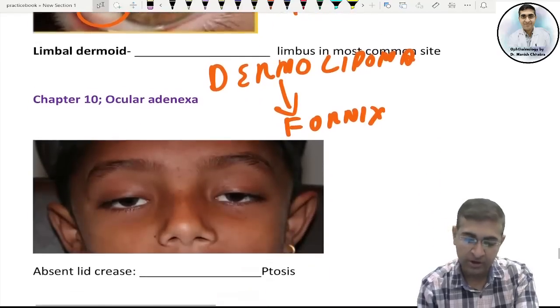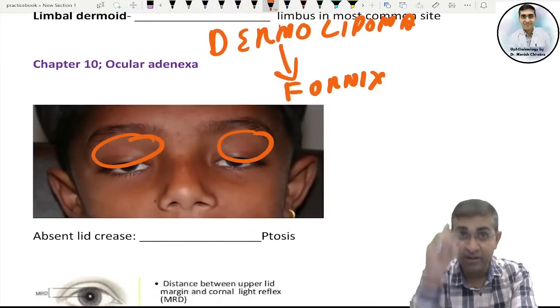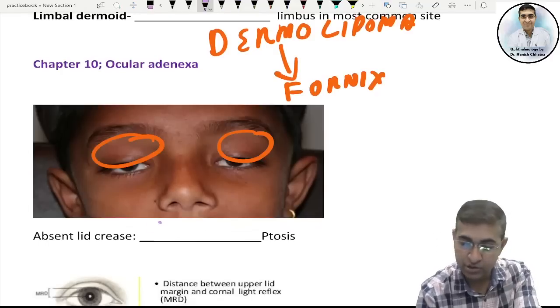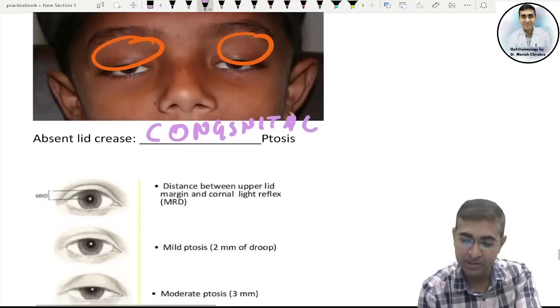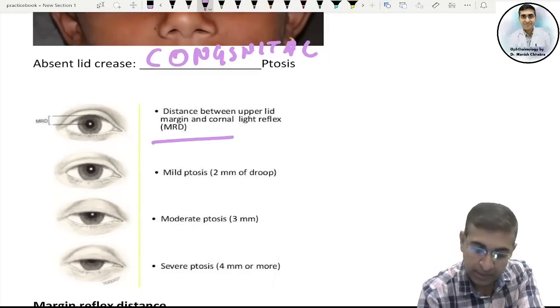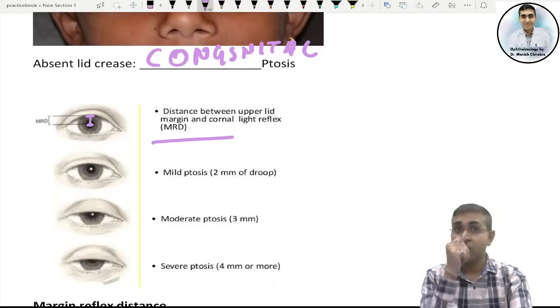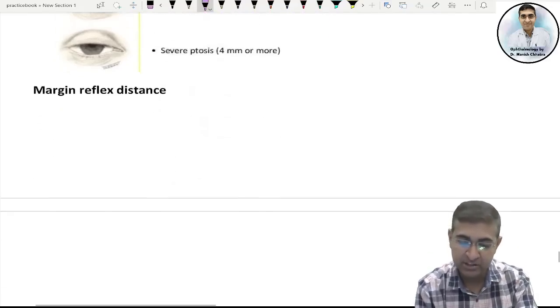Okay, all right, now coming on to ocular adnexa. You can see that there is an absent lid crease, which makes you think of the diagnosis of which ptosis? Congenital ptosis. Yes, there is a typical absent lid crease, and this is your margin reflex distance. You show the light and measure the distance between the center of the upper eyelid margin and the corneal light reflex. So this is margin reflex distance.